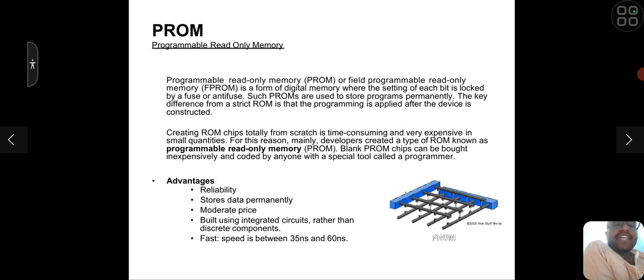Now PROM is programmable read-only memory. Creating ROM chips totally from scratch is time consuming and very expensive in small quantities. For this reason, developers created a type of ROM known as PROM, programmable read-only memory. Blank PROM chips can be bought inexpensively and coded by anyone with a special tool called a programmer.